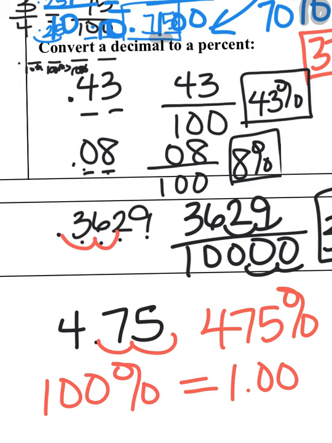Remember that 100% written as a decimal is equal to 1.00. So any percentage that you have, any number that you have greater than 1 is going to be a percentage greater than 100. Okay, that's your notes for today.